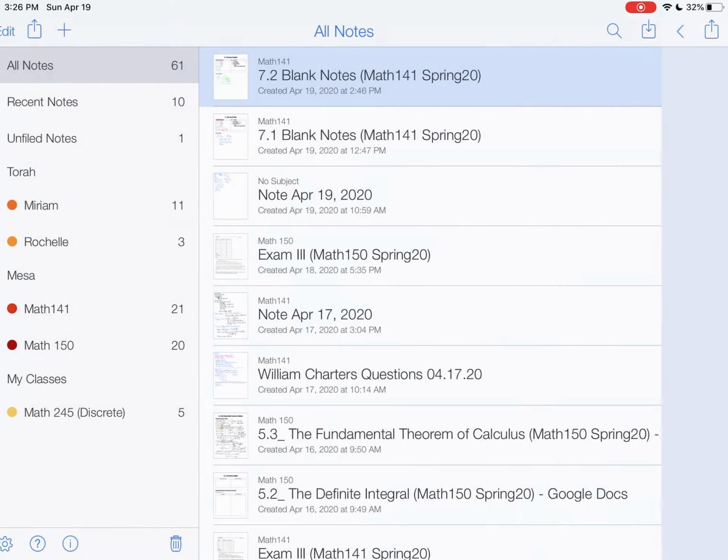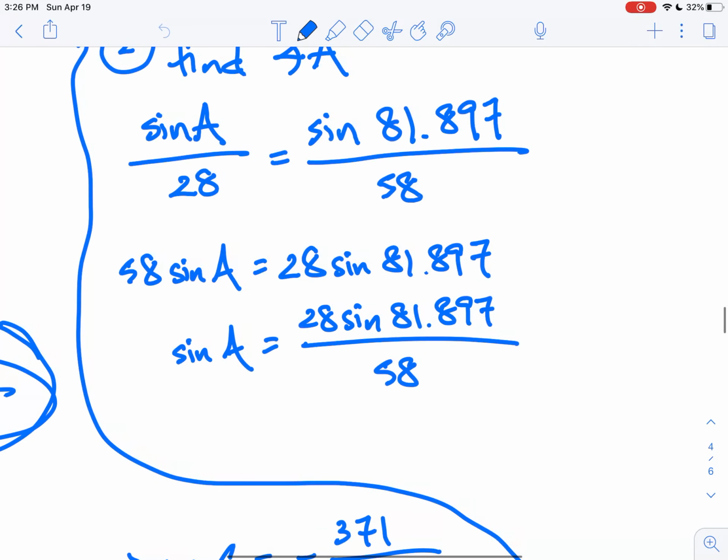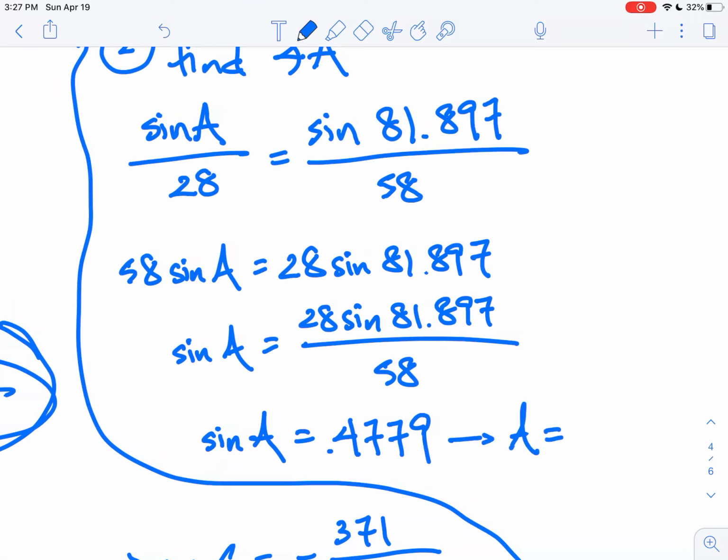And let's see what decimal we get. Okay, so sine of A equals 28 sine 81.897 divided by 58, and that gives me 0.4779. All right, and when I find my angle A, I inverse sine that, and I get an A of 28.551 degrees.